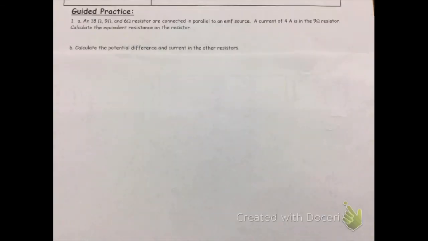The second part of the guided practice says calculate the potential difference and the current in the other resistors. So we're calculating both the potential difference, or the voltage, and the current in the other resistors. So we ready to get this started? All right, let's do this. Don't forget the answer for the first one was 3 ohms, because we're going to need to know that.